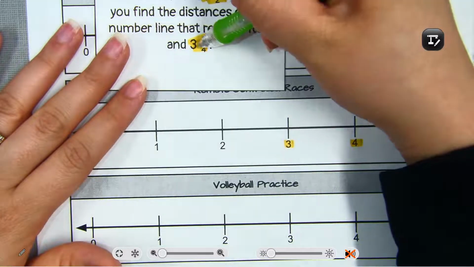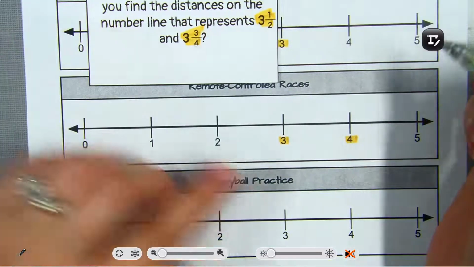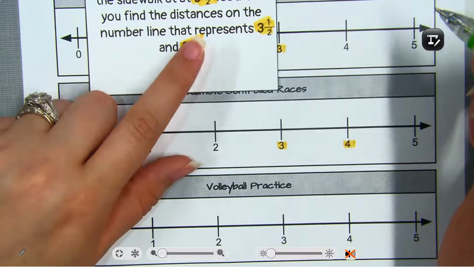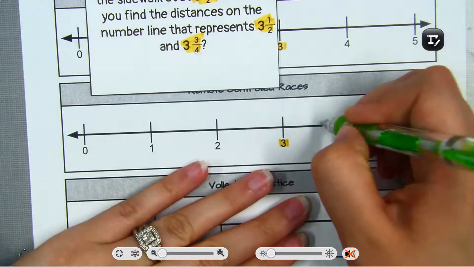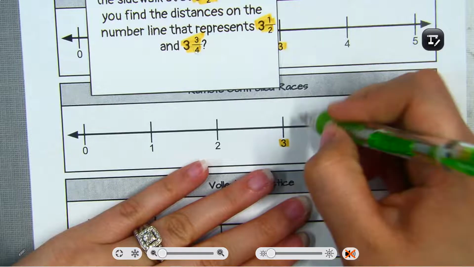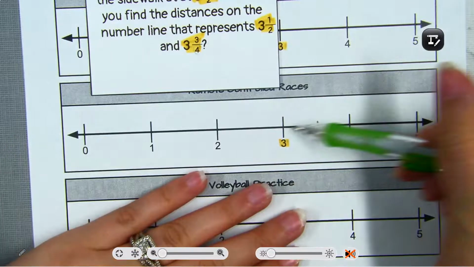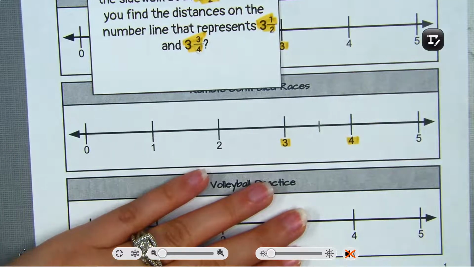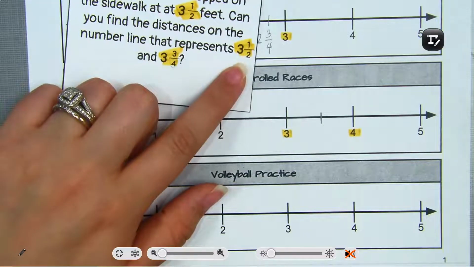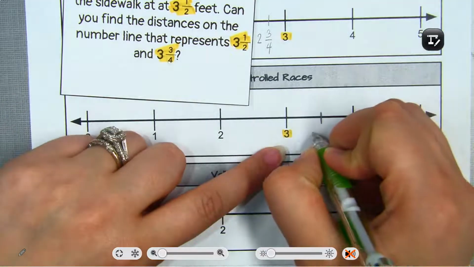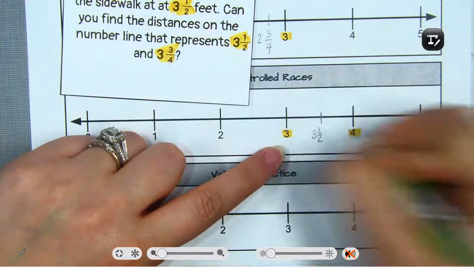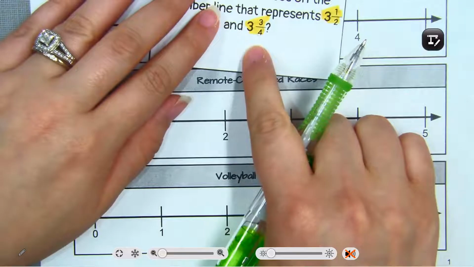So I'm going to cut it into fourths because that denominator is bigger, and I'm going to show you what we're going to do. Actually, let's do this one. I'm going to cut it in half first, okay? Because my denominator is 2. So this would be 3 1/2. Then I'm going to cut it into fourths.